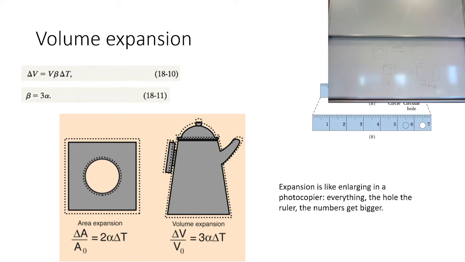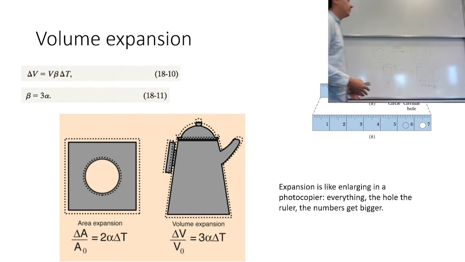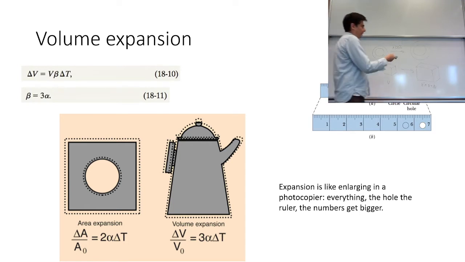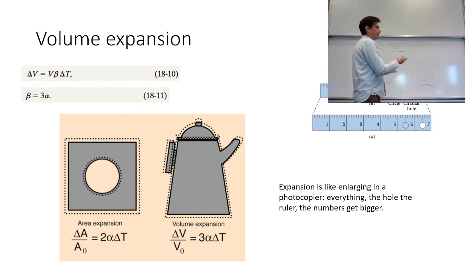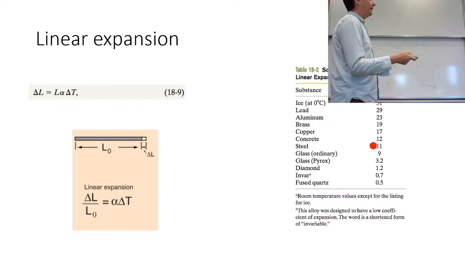That change in volume looks very similar to the other formula. So here's the original volume. It's proportional to the temperature change. If it goes up by 1 degree, there's some particular volume change. If it goes up by 2 degrees, then there's double the amount. This beta here is just the coefficient, which is again a material dependent thing, right?